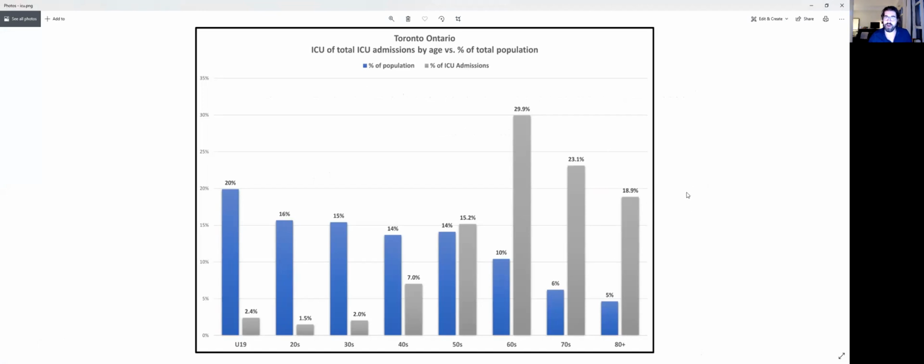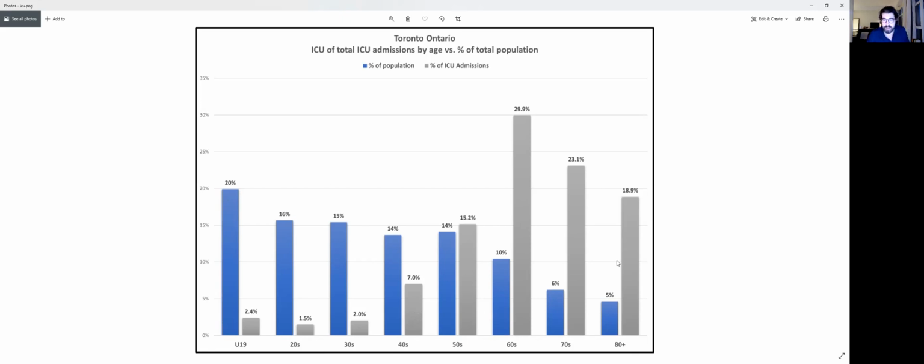So that's where I want to just go over to this photo here, which is a comparison of the percentage of total ICU admissions by age relative to the percentage of the population. And so this is Toronto, because we're not able to plot this same data for all of Ontario. We do have it for Toronto. And it's a good enough proxy. It's 3 million people. So at the bottom here is the ages. The blue bar is the percentage that these age groups make up of the whole population. So 20% of the population in Toronto is under 19. 5% of the population is 80 plus.